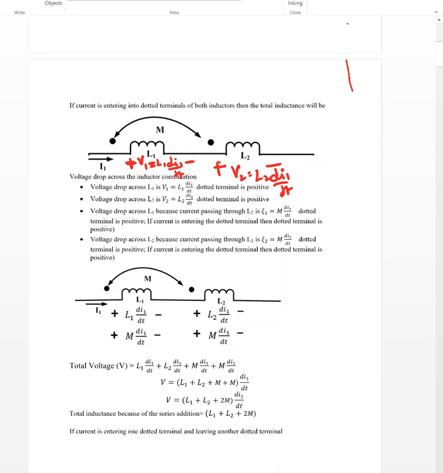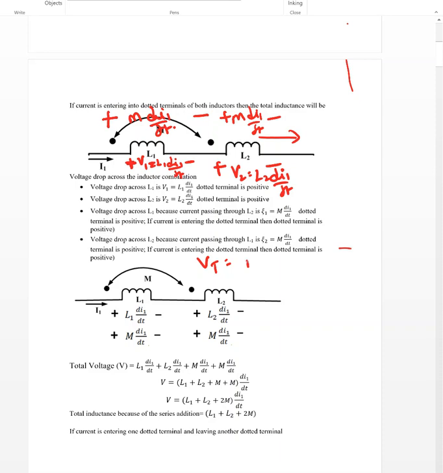Okay, now we'll talk about mutual inductance. Because of the current flowing in this coil, there is an induced EMF here. Okay, so current is entering the dot, so the dotted terminal must be plus. So plus and minus M times di1 by dt. Okay, and because of the current flowing in the first coil, there is an induced EMF here that will be plus and minus, because current is entering the dot, the dotted terminal must be plus, so M times di1 by dt. So what is the total voltage?